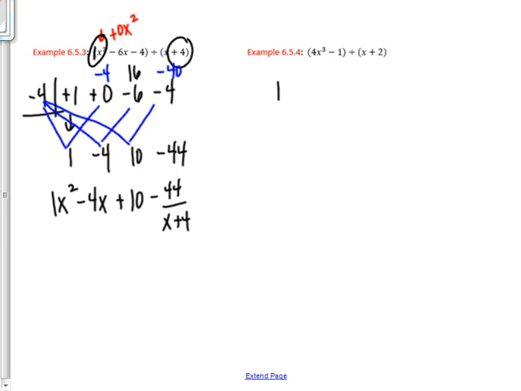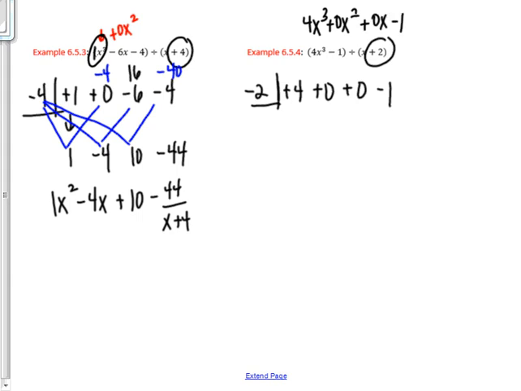All right, so let's do this one. Opposite of a positive 2 is a negative 2, and I have a plus 4. I have no x squares, I have no x's, and then I have a negative 1. So you got to think about, you had no x squares, no x's, and that negative 1. So I'm taking those numbers in front.